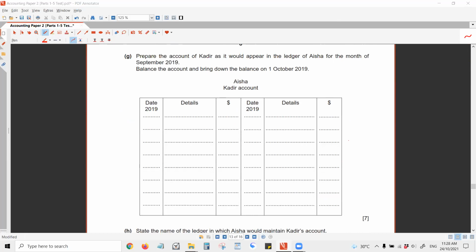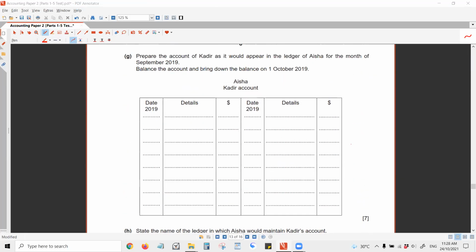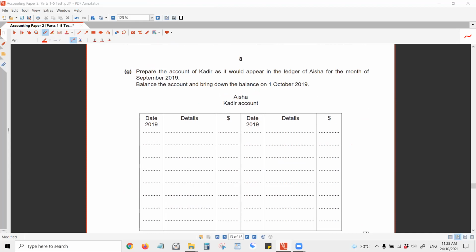They ask you to prepare Cardew's account. Always be careful who we are when you are doing a person's account. Otherwise, everything would be wrong if you choose the wrong point of view. If you have gotten everything the other way around, meaning maybe it should be purchases but you write sales, or it should be purchase returns but you write sales returns, that means everything would be wrong. So you have to know who you are here.